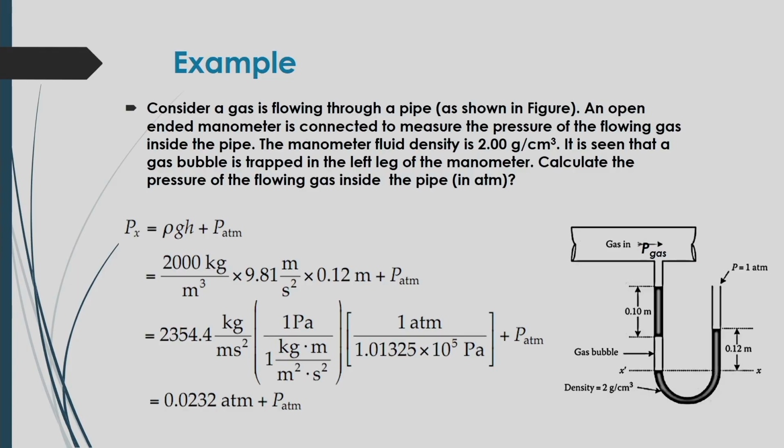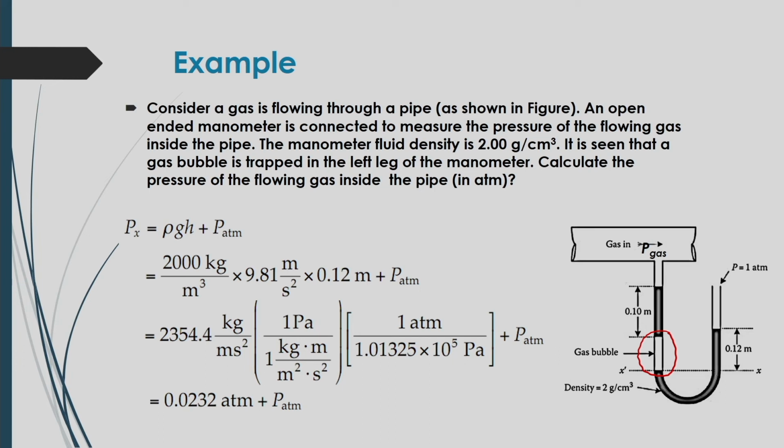And then another example: suppose a gas is flowing through a pipe as shown in the figure here in the slide. An open ended manometer is connected to measure the pressure of the flowing gas inside the pipe. The manometer fluid density is 2.0 gram per centimeter cube, and it is seen that a gas bubble is trapped in the left leg of the manometer here. Gas bubble is trapped here. Now, in this case you have to calculate the pressure of the flowing gas inside the pipe.